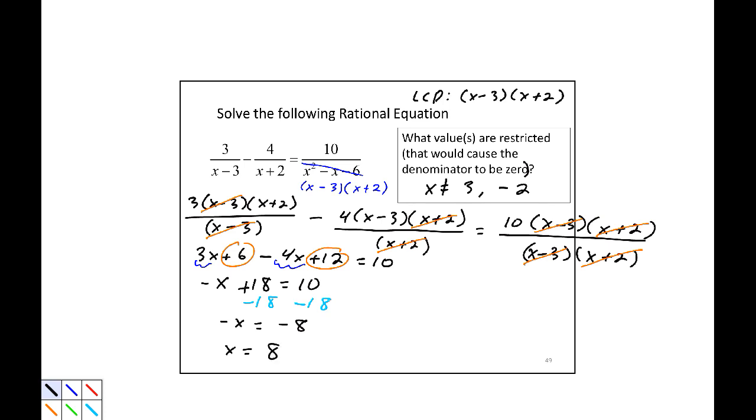Okay, now that is not restricted, so I'm going to go ahead and check this. So 3 divided by quantity 8 minus 3 minus 4 divided by quantity 8 plus 2. Okay, 0.2 is what the left side is. Now 10 divided by 8 minus 3 times 8 plus 2. And that is also 0.2, so this value checks out.